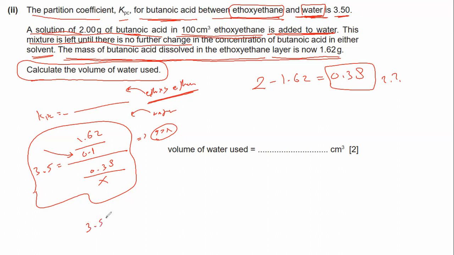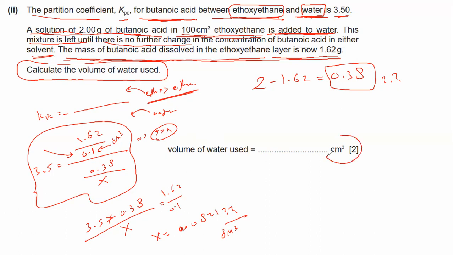So 3.5 times 0.38 over x will be equal to 1.62 over 0.1. X in this scenario, guys, will be 0.0821. But what is the unit? What do you think? The unit, guys, here will be decimeter cubic, because I used decimeter cubic here.